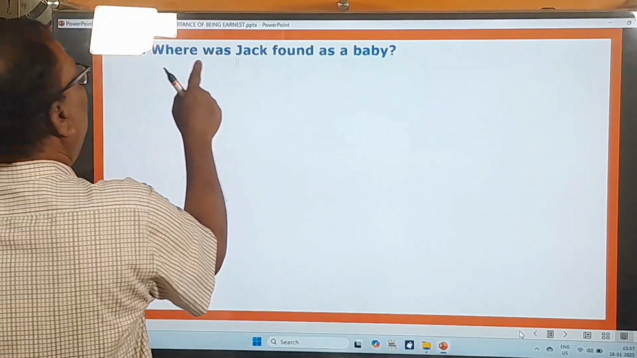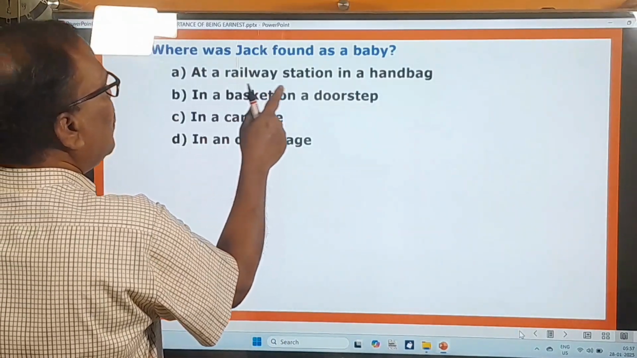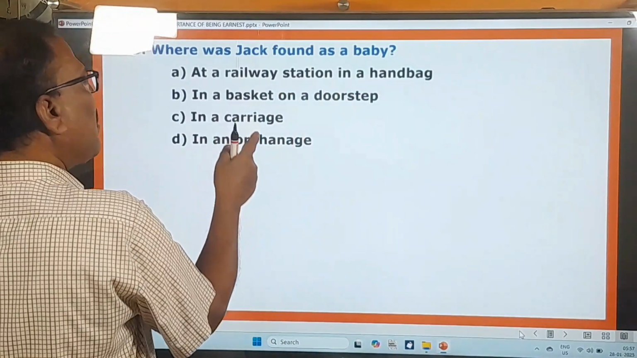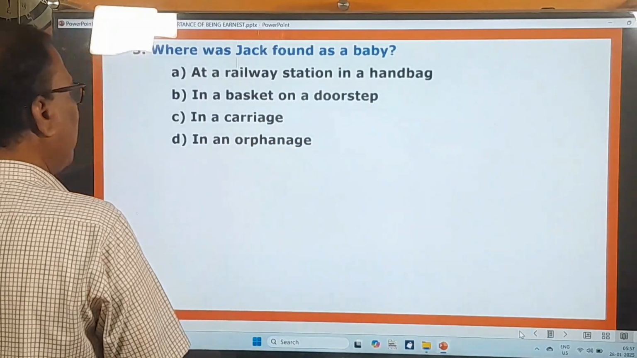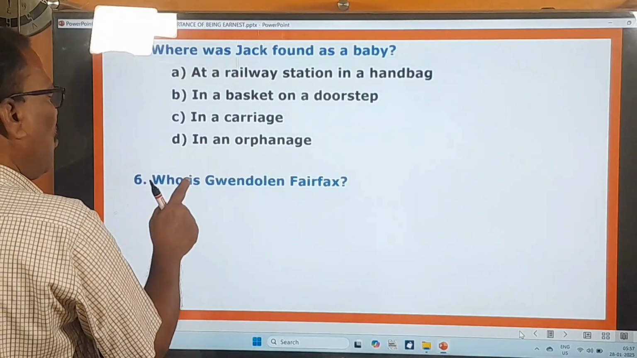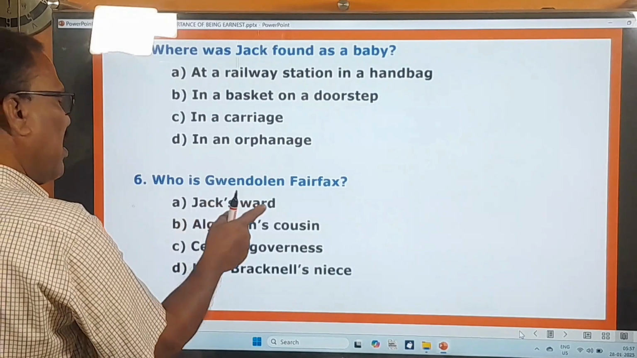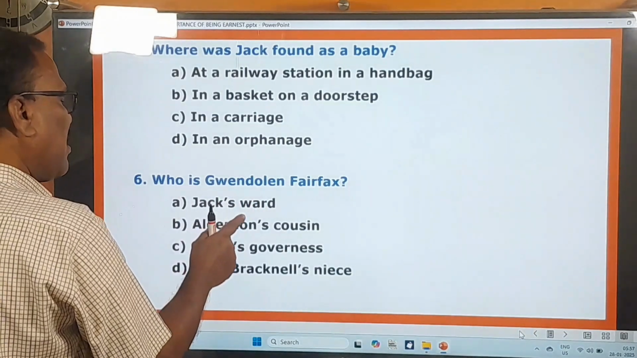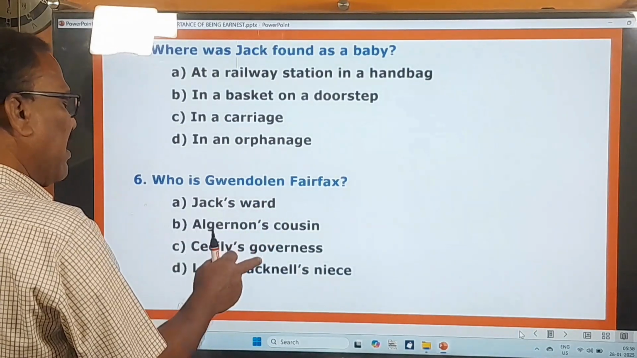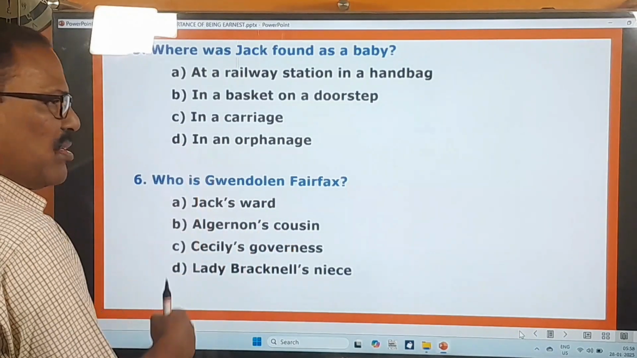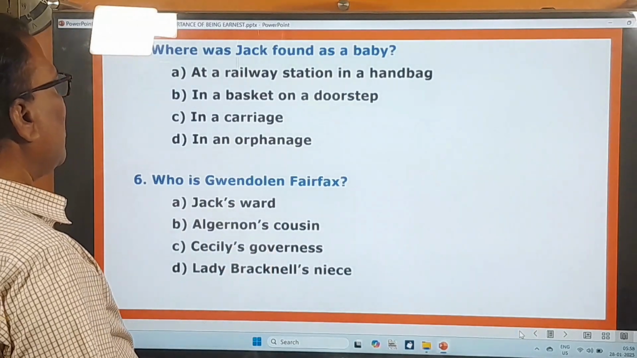Fifth question. Where was Jack found as a baby? At a railway station, in a handbag, in a basket on a doorstep, in a carriage, in an orphanage. Sixth question. Who is Gwendolen Fairfax? Jack's ward, Algernon's cousin, Cecily's governess, Lady Bracknell's niece. You know the answer for all these questions. So now let's move on to other questions.